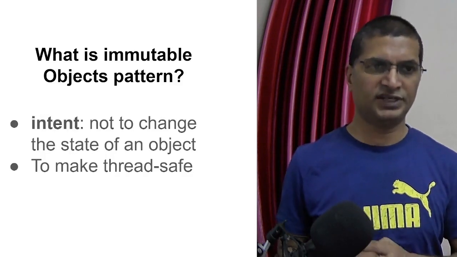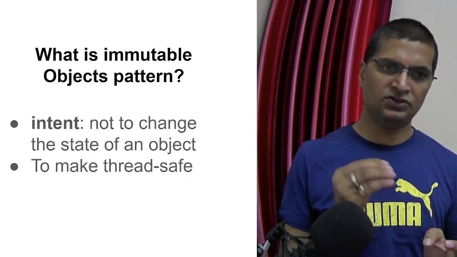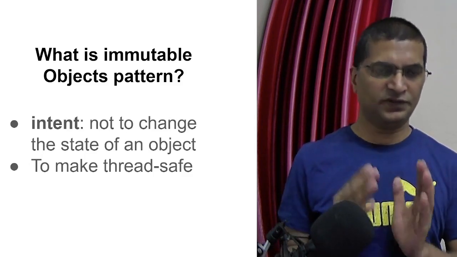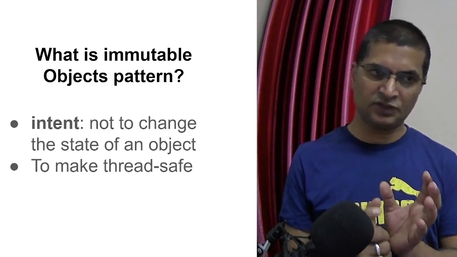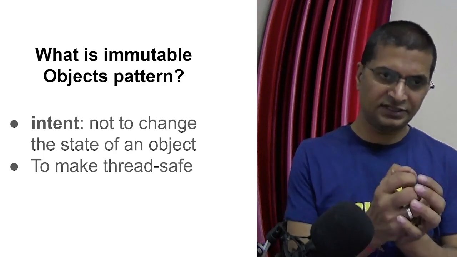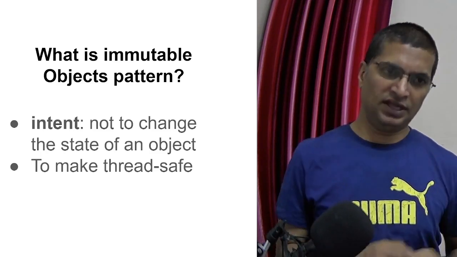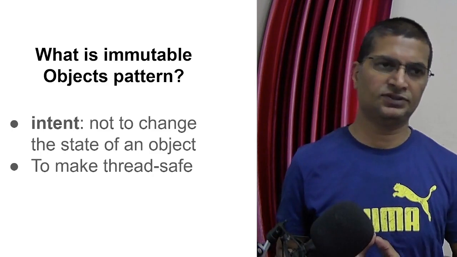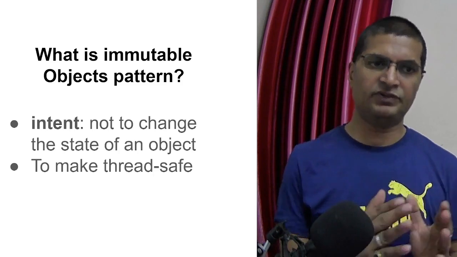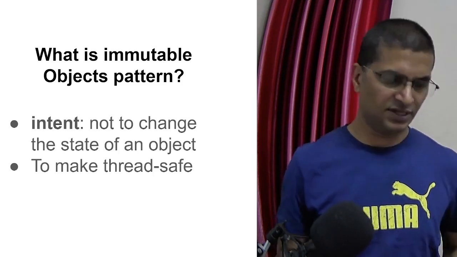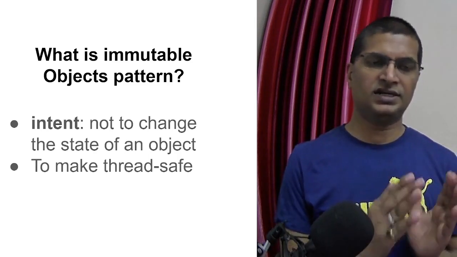So what is the immutable object pattern? The intent of this pattern is not to change the state of an object after initialization. Immutable itself says immutable object. It means once the object is created and initialized, after that no one can change the state which is bundled in that model. Another way to say it: to make it thread safe. So we make an immutable object to make it thread safe. When we make an immutable object, inherently it becomes thread safe, and when it becomes thread safe, we solve the concurrent access related problem.